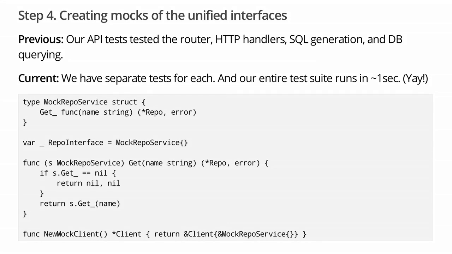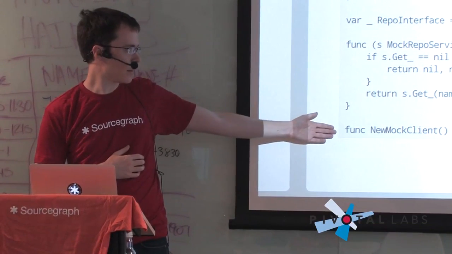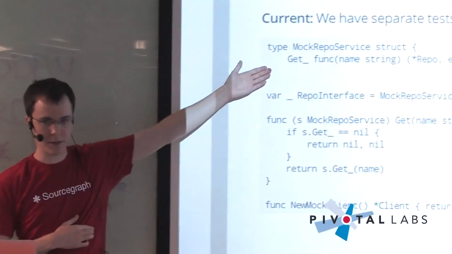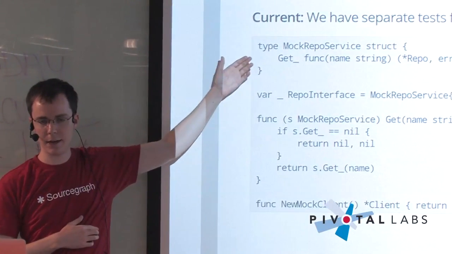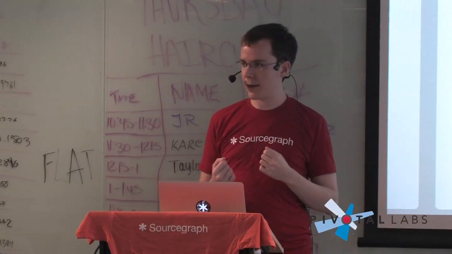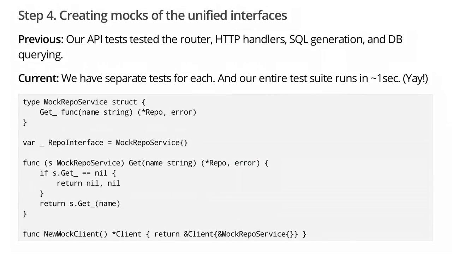The basic idea is, in addition to the new client function in our API client, you can also get a new mock client. And that will let you, so that is a struct that just has fields, and you can assign the mock implementation of any API method to these fields, and then this mock repo service will also implement that same unified repository interface.